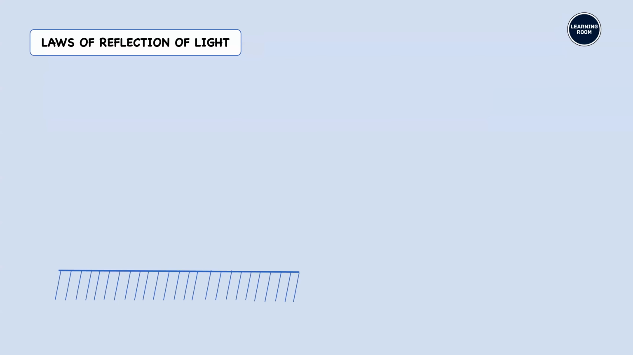For that, let us consider a smooth and shiny surface like this, on which there is an incident ray. The name of this ray is the incident ray, and it is hitting the surface at a point. If I name that point P, that point is called the point of incidence. In the first step, at the point of incidence, we need to draw a perpendicular to the surface of reflection, which we call the normal.